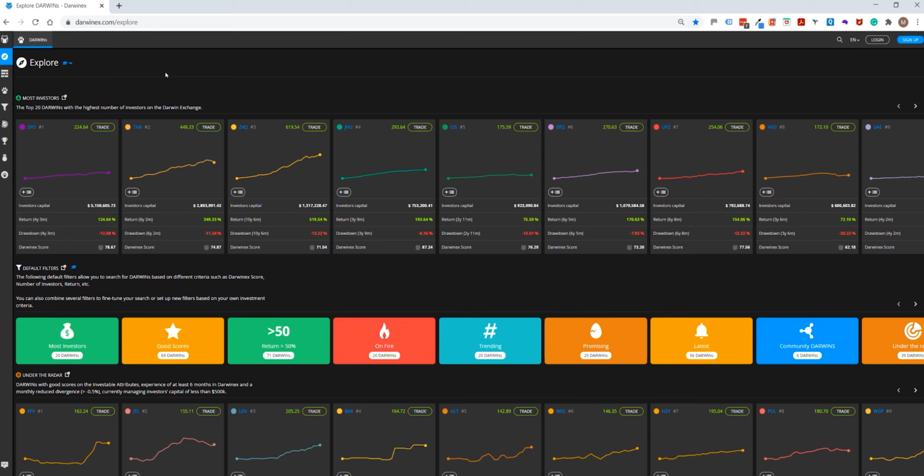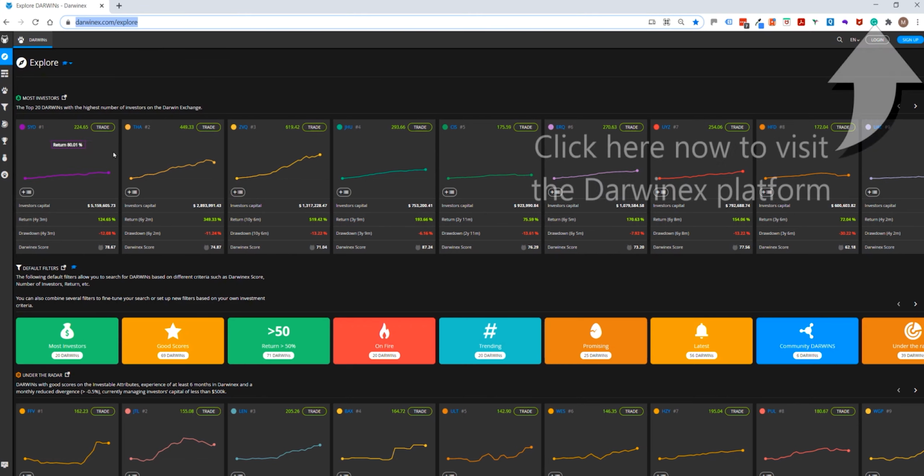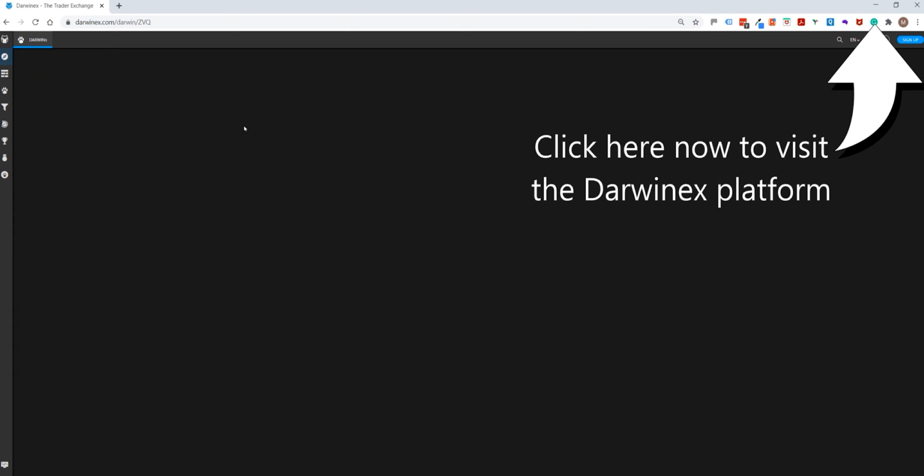So in a similar way to last time, let's look at a trader on the Darwinex platform that's using this technique of trading multiple assets within an asset class. And once again, you can look at all of this information yourself. And so looking at the traders across the top here that have achieved the most investors in their trading strategies, I'm going to choose this one, ZVQ.